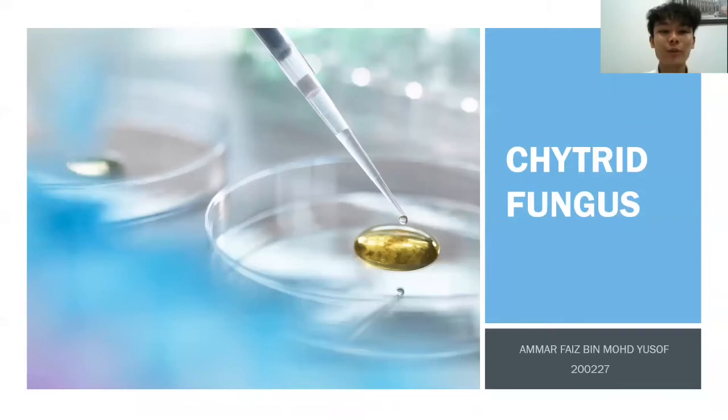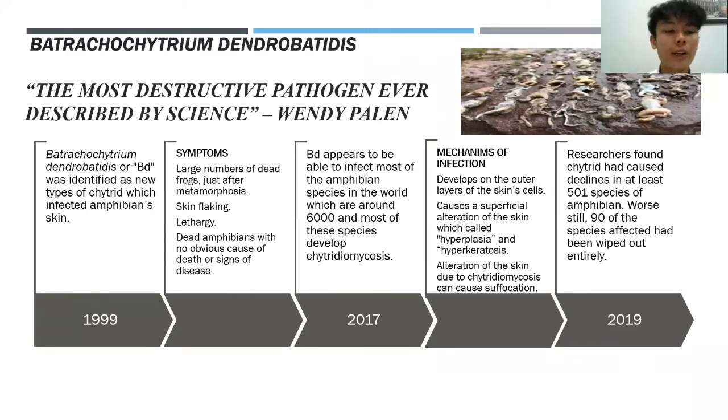So today I'm going to present about Chytrid Fungus. Batrachochytrium dendrobatidis, or BD, was identified as a new type of chytrid which infected amphibian skin in the year 1999. An amphibian that is infected has a broad range of symptoms.